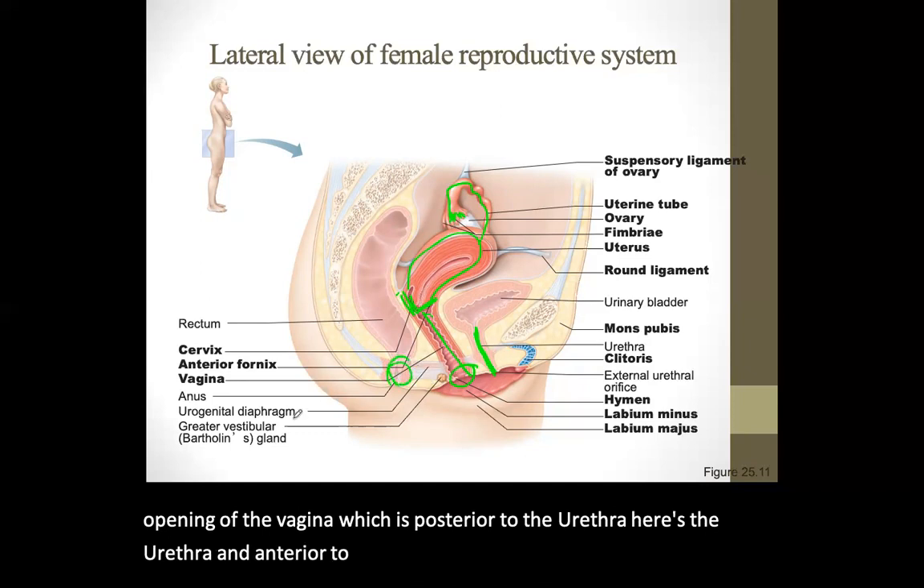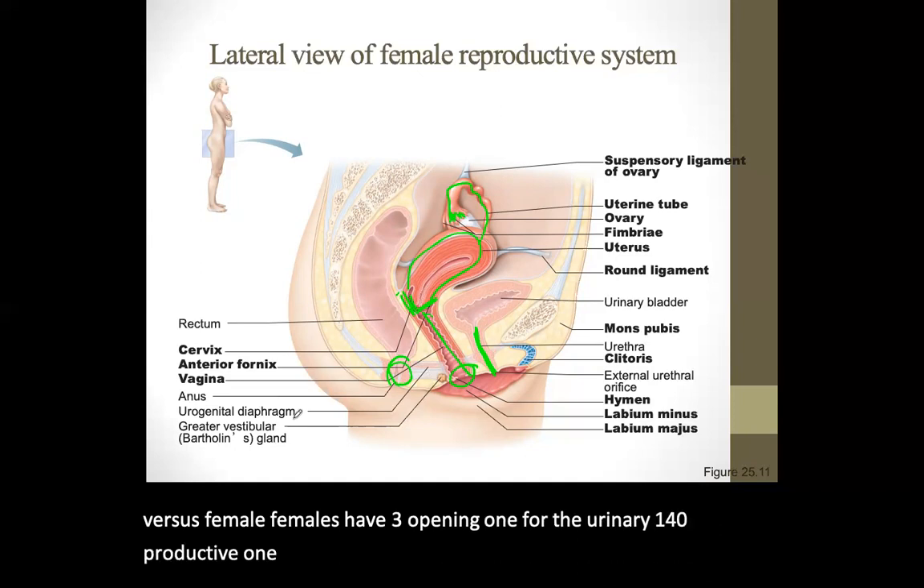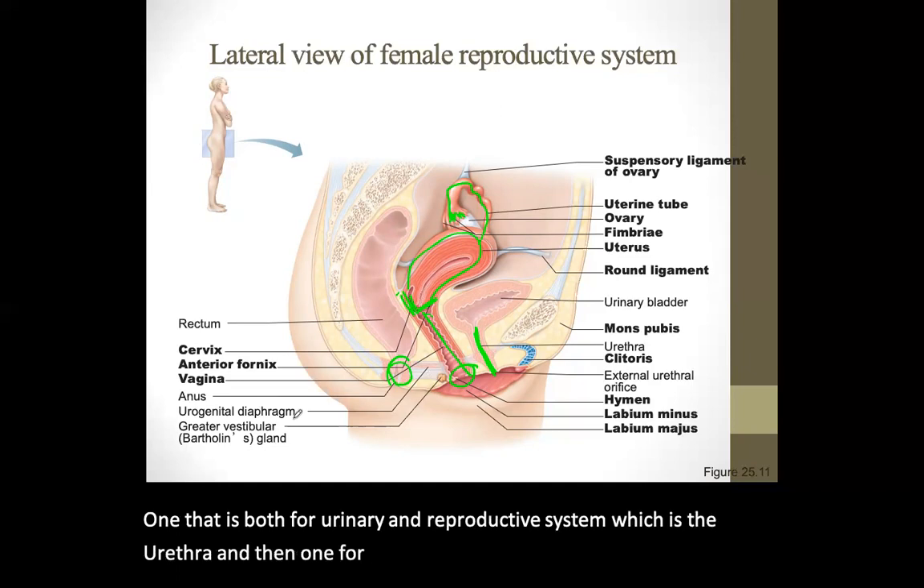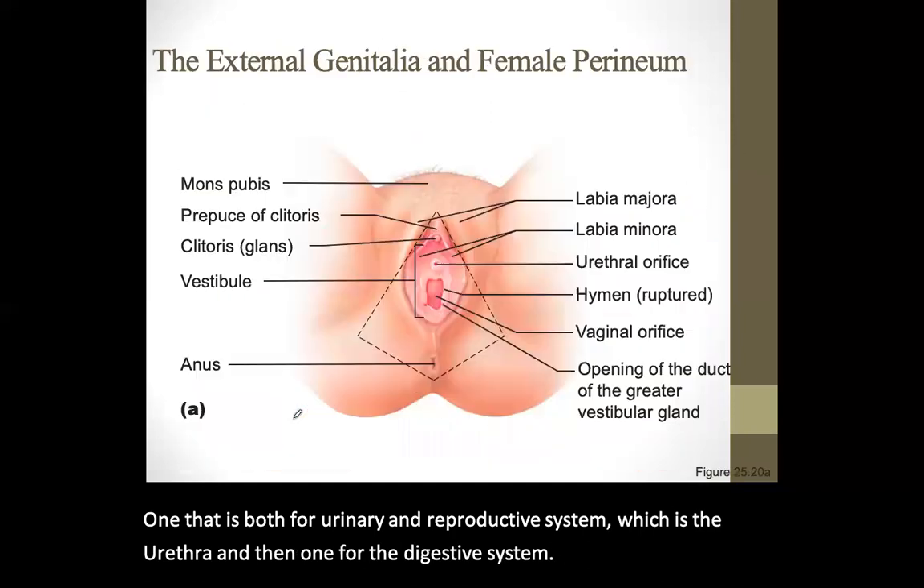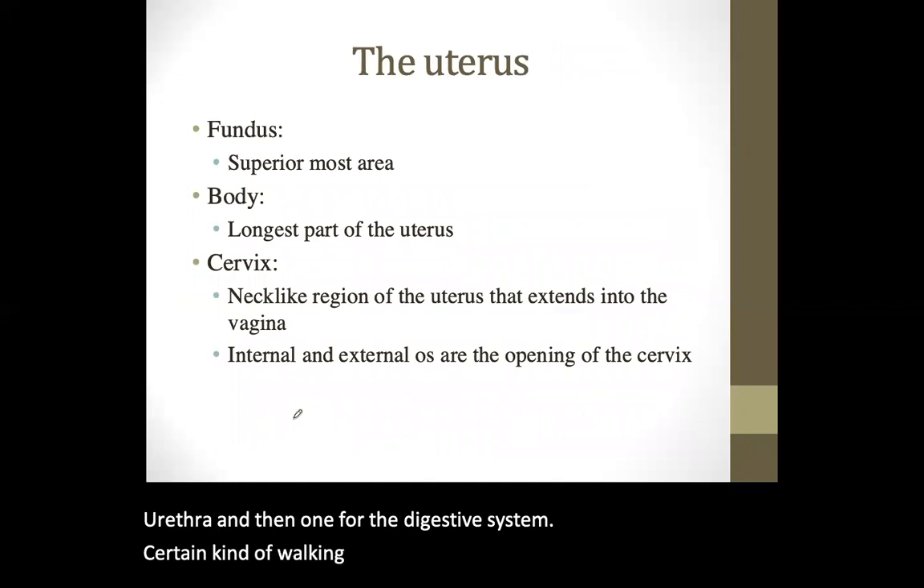So if you compare the orifices in male versus female, females have 3 openings, one for the urinary, one for reproductive, one for the digestive system, versus in male, you only have 2 openings, one that is both for urinary and reproductive system, which is the urethra, and then one for the digestive system. So I'm kind of walking back to it.